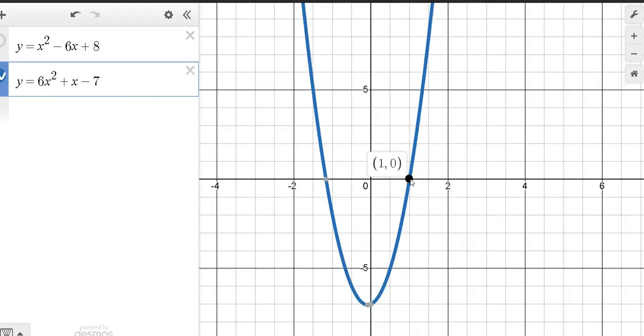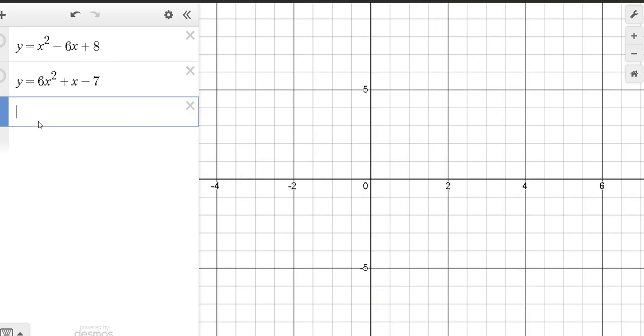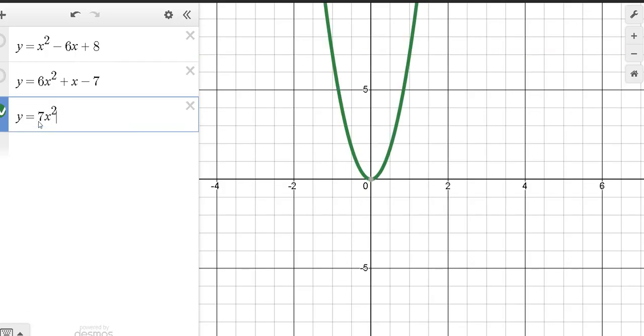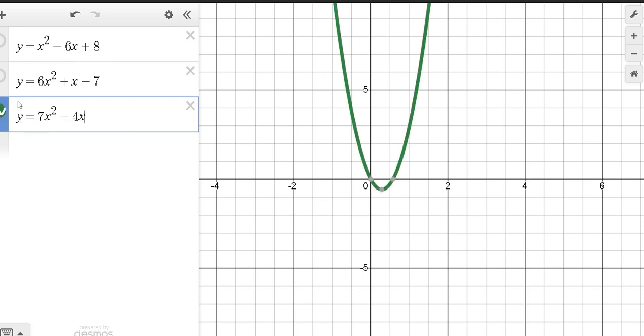You got your solution at 1, and this is just the decimal value for negative 7/6. Okay. What do you suppose I'm going to see when I graph the last one, the one we just did? y equals 7x squared plus or minus 4x plus 1. Where is this one going to cross the x-axis? Or does it? What do you suppose we're going to see?